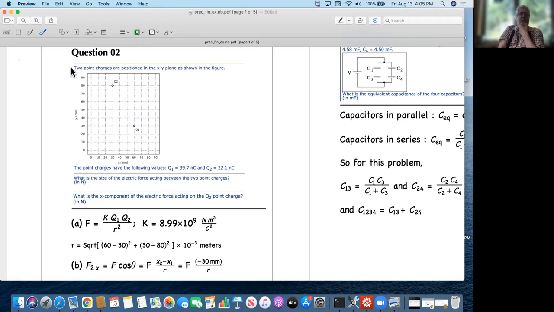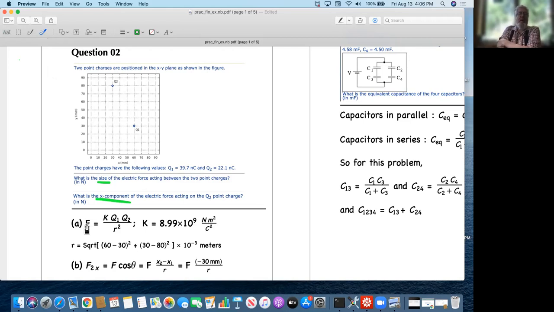So in this question, two point charges are positioned in the XY plane. There's Q1 and Q2. They are given the values; Q1 and Q2 are charges, so they're in coulombs. The question is, what's the size of the electric force? And I guess when it says size, that probably means the magnitude. So without worrying too much about the direction, what's the magnitude? And then the second part has to do with the direction. The question is, what's the X component?